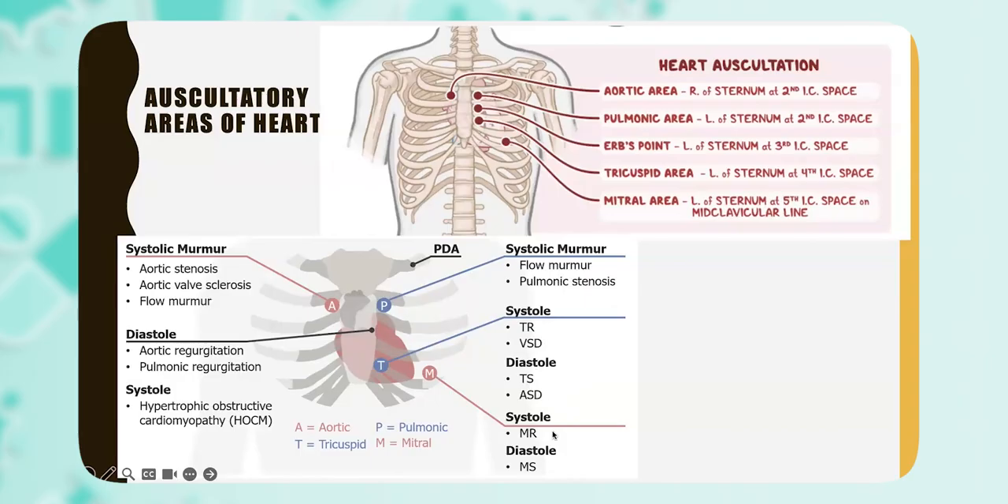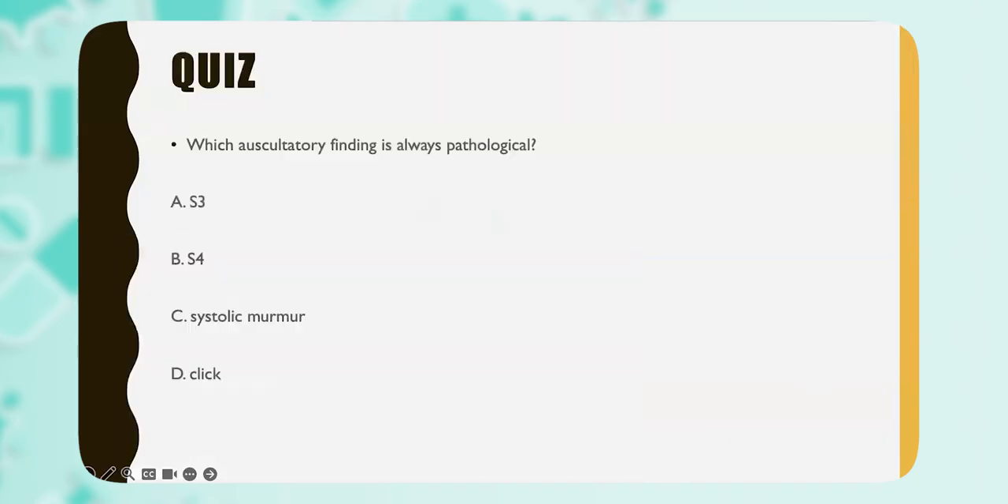In mitral area, systolic murmur is almost always MR. In diastole, we hear MS, that is mitral stenosis murmur. This is the neo-aortic area. Here in diastole, we can hear aortic regurgitation or pulmonary regurgitation murmur. In systole, in this neo-aortic area, we hear murmurs of hypertrophic obstructive cardiomyopathy, HOCM. Systolic murmurs we hear in the aortic area: aortic stenosis, aortic valve sclerosis, or flow murmurs.